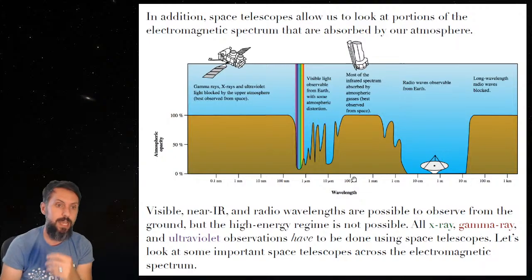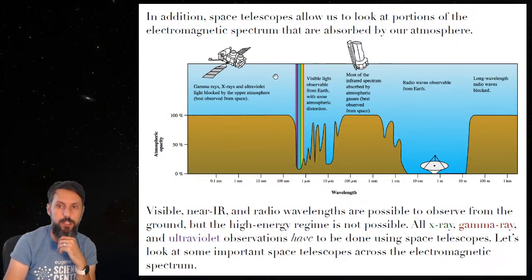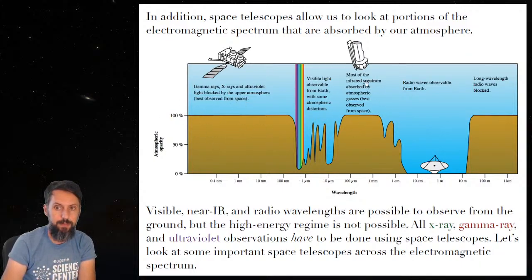We talked about this last time, which is that you have to put certain telescopes in space or else the light doesn't get through the atmosphere. Like you have to put all the X-rays and ultraviolet ones in space. You have to put infrared telescopes generally in space. Radio is good on the ground, but longer wavelength radio, our atmosphere just blocks it.